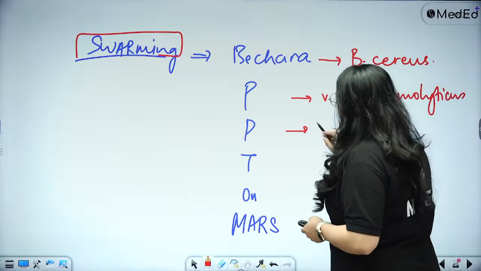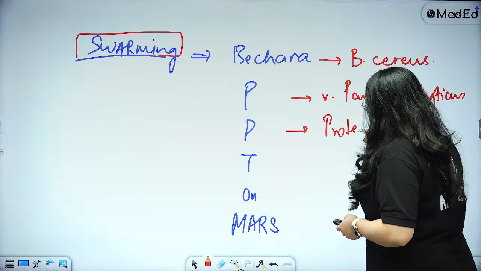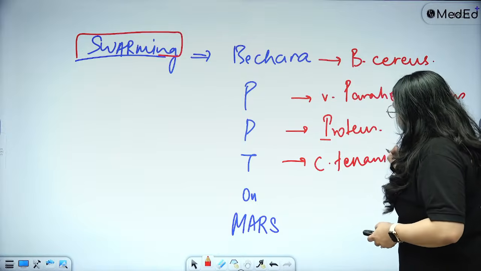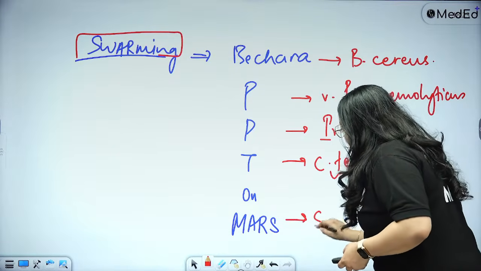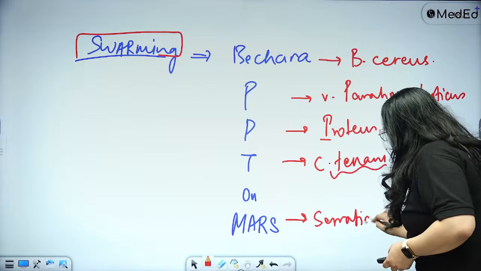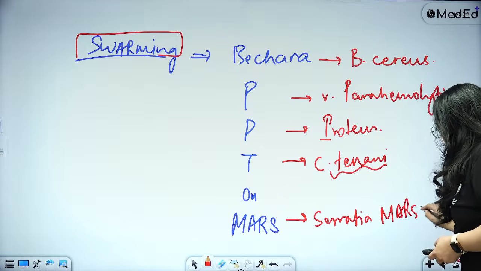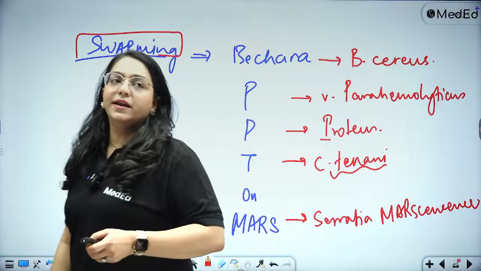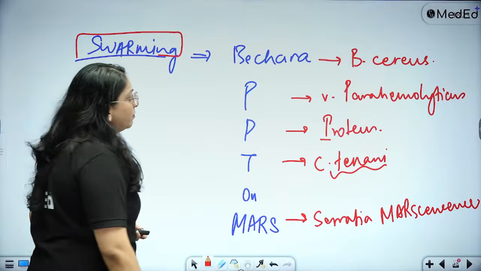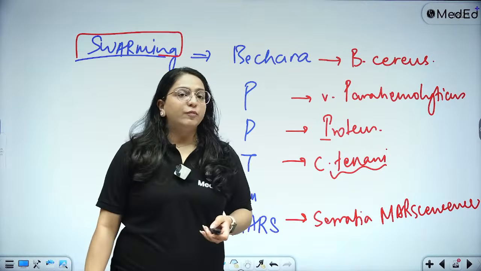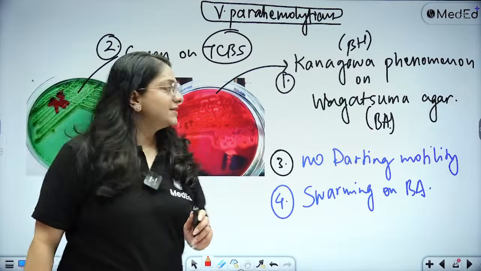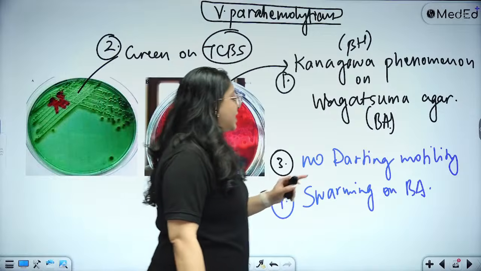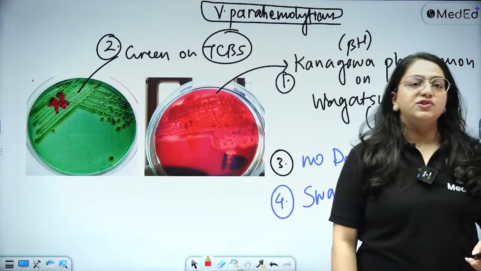Then you have Proteus, the prototype of swarming motility. T for Clostridium tetani, and Mars, the red planet, Serratia marcescens. All of these show swarming on blood agar. So, bichara making PPT on Mars: Bacillus cereus, Vibrio parahemolyticus, Proteus, Clostridium tetani, Serratia marcescens. Right. So, I understand that this is Vibrio parahemolyticus. Swarming, no darting, Vagatsuma, fish in stream appearance.